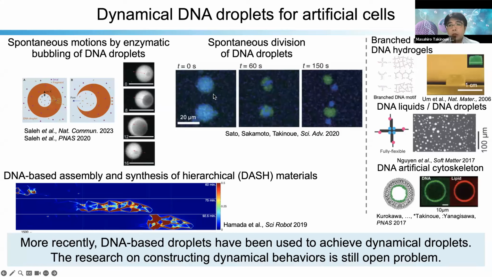So this is the spontaneous division of a DNA droplet by our group. And also this is a locomotion of the DNA droplet with some kind of biochemical reaction networks. Okay.